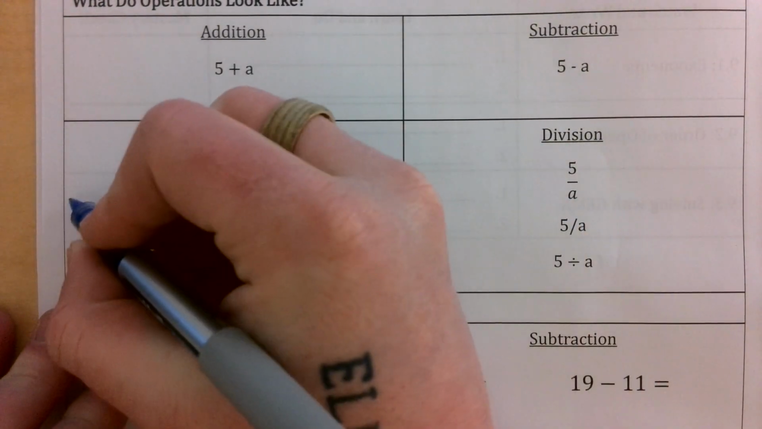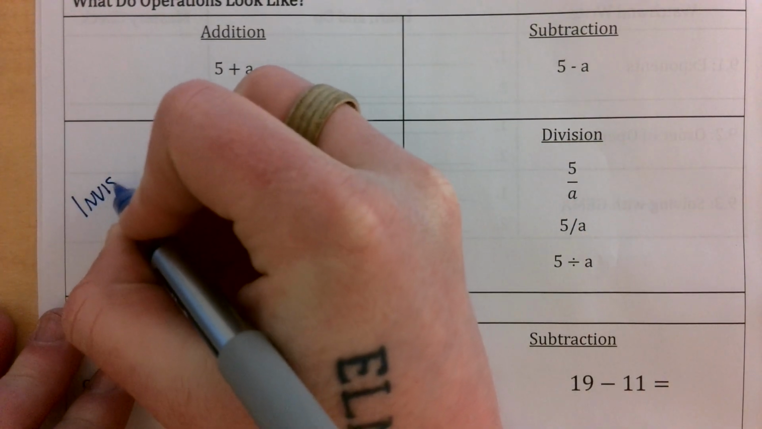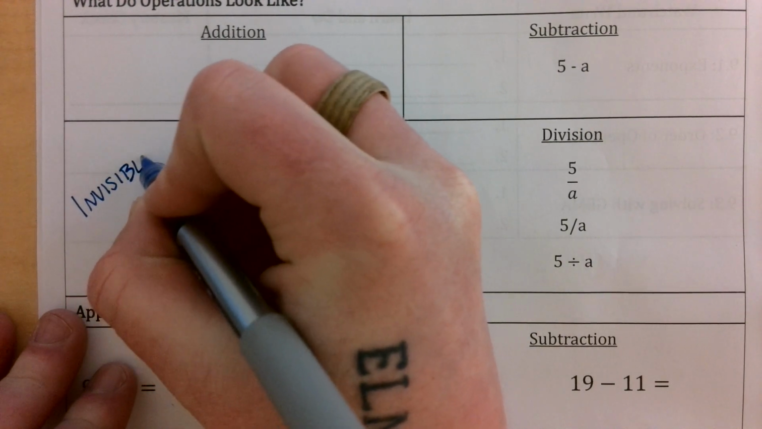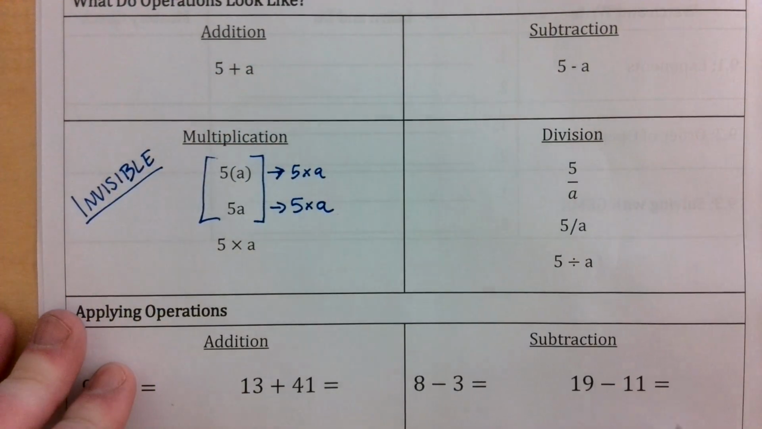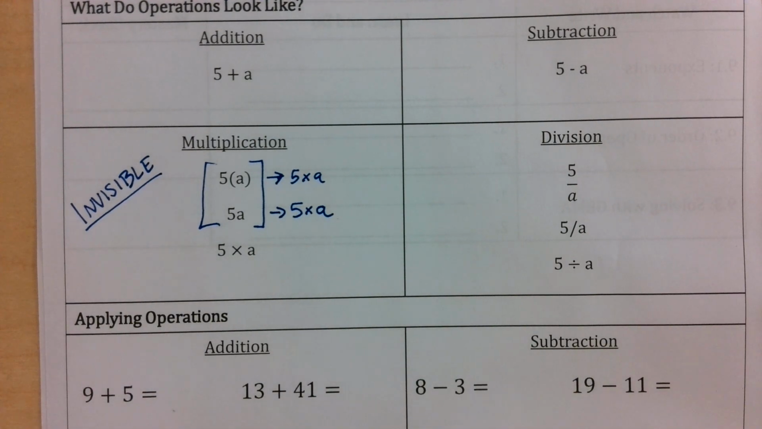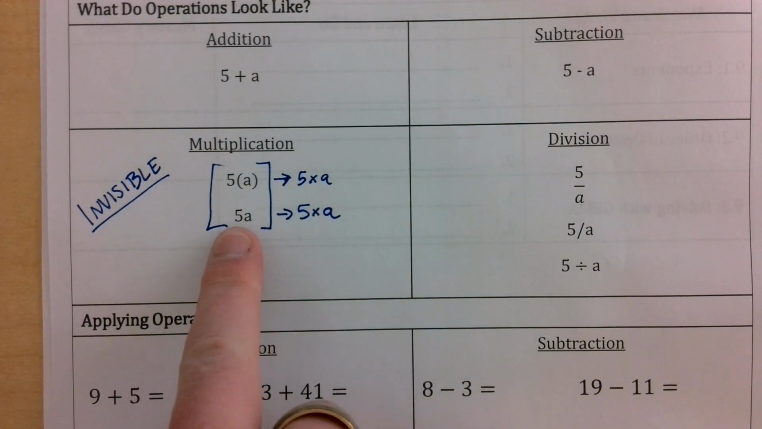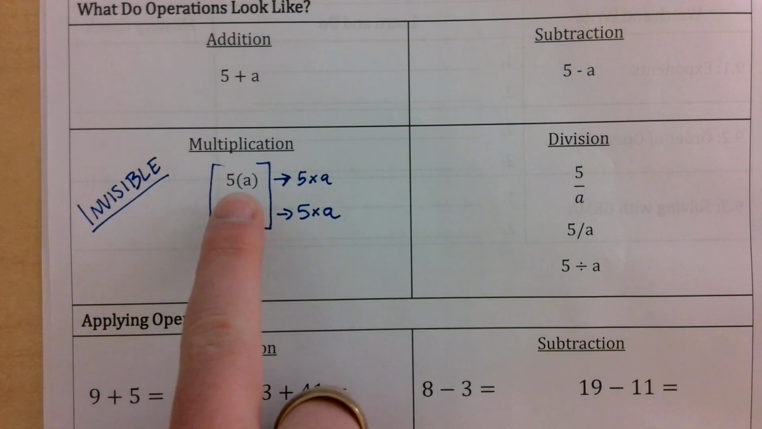Multiplication can be invisible. It is the only operation that can be invisible. So if you see a number and a number or a number and a letter with nothing in between, it's multiplication. Or if you see a number and a letter or a number and a number with parentheses in between, it's multiplication.